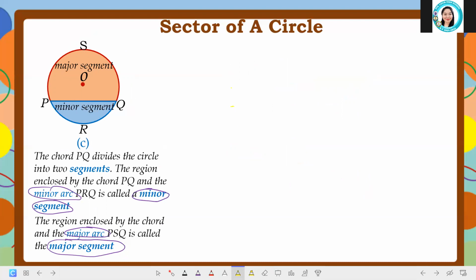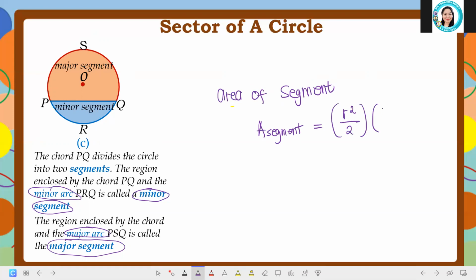Yung formula ni minor segment, so area, hindi lang ni minor ha, pati ni major. Area of a segment dapat ang tawag. Area of a segment equals r squared divided by 2 times pi theta divided by 180 degrees minus sine theta.